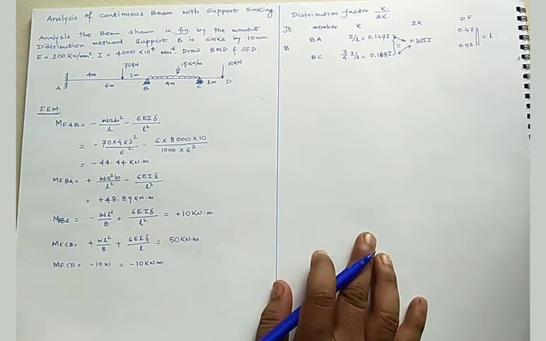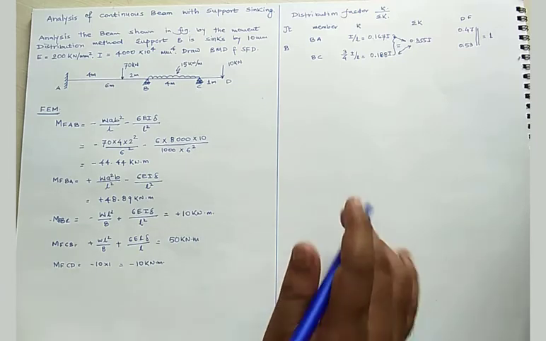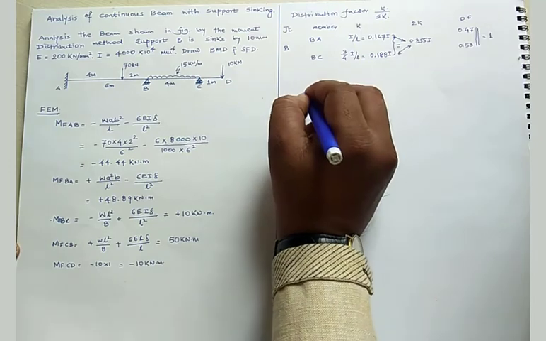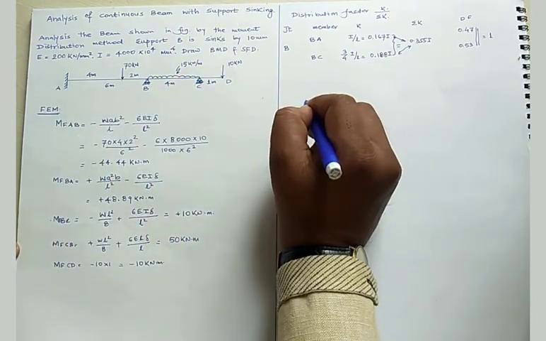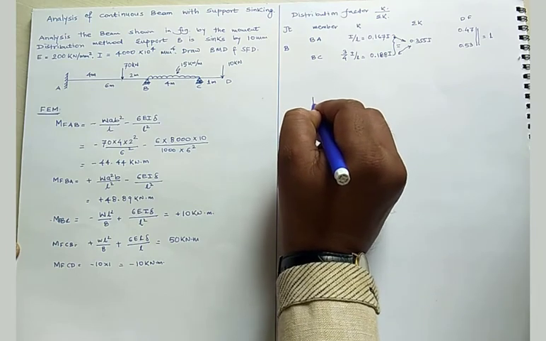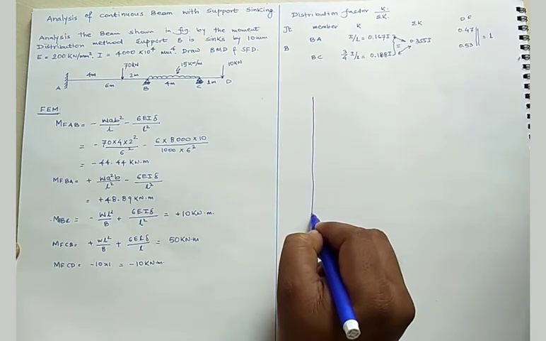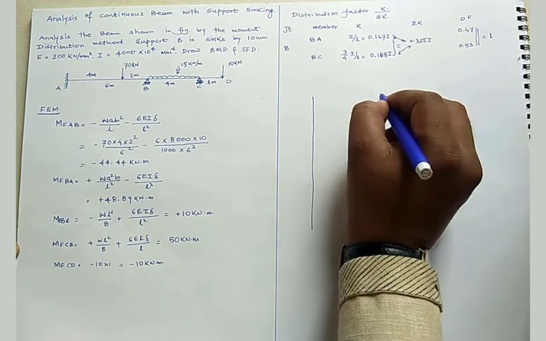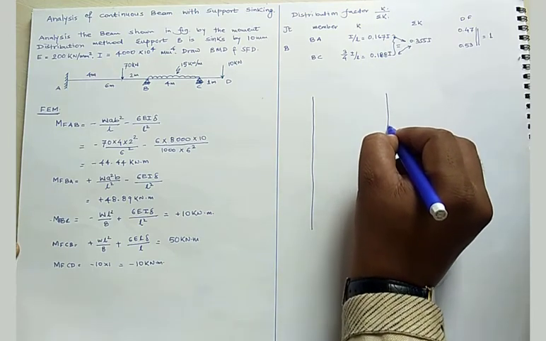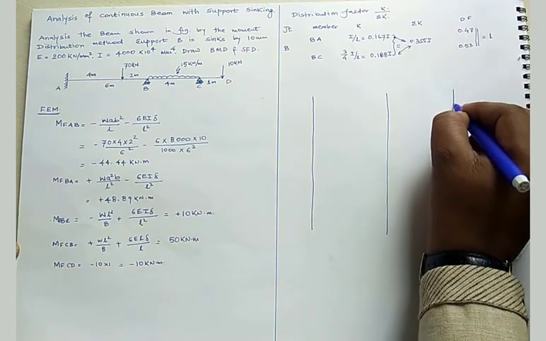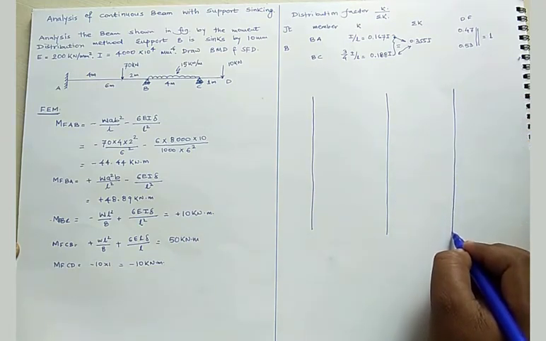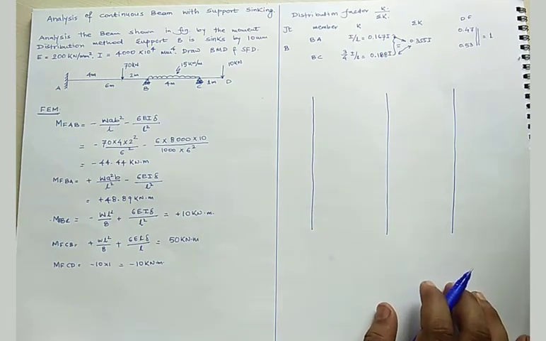Now we will move to the next step, that is the calculation of the moment distribution. So in the moment distribution, we have to draw the lines as per the numerical given. So for support A, draw one line. For support B, draw another line. For support C, draw the line. So there are 3 lines we have drawn.